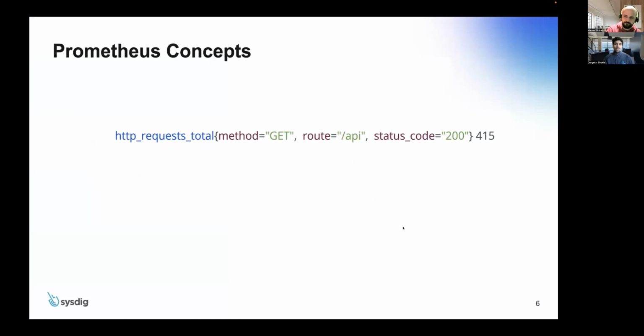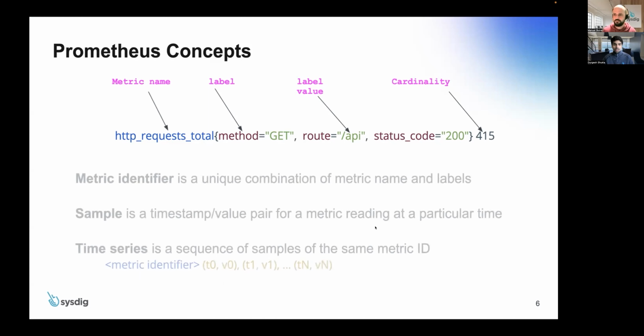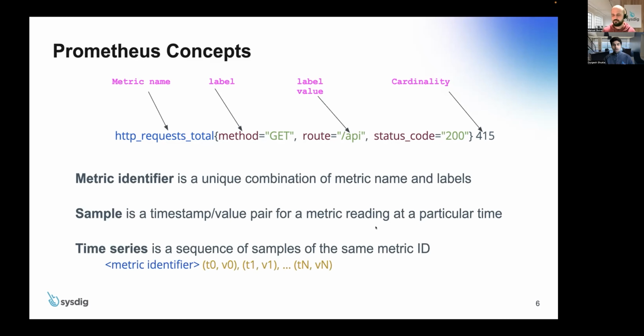So now let's take a deeper dive into Prometheus concepts. In front of me is the Prometheus metric notation. I have the name of the metric itself, the labels, and the values of the labels. And I also have the cardinality at the end. So the metric name is HTTP request total, and the label name is method. And the label can have different values. And the cardinality of the metric can change as well. Basically, the metric identifier is a unique combination of metric names and labels. A sample is a timestamp and value pair for a metric reading at any given point of time. And a time series is a sequence of samples of the same metric ID.